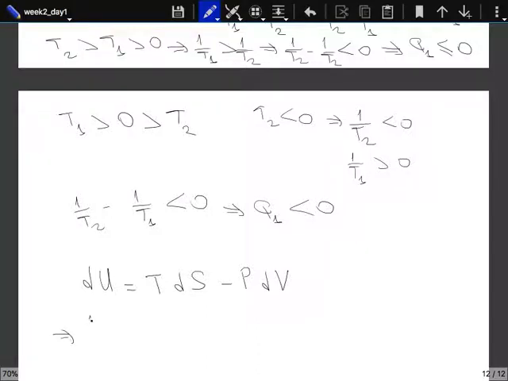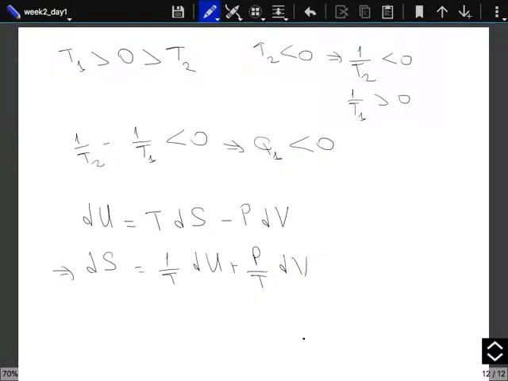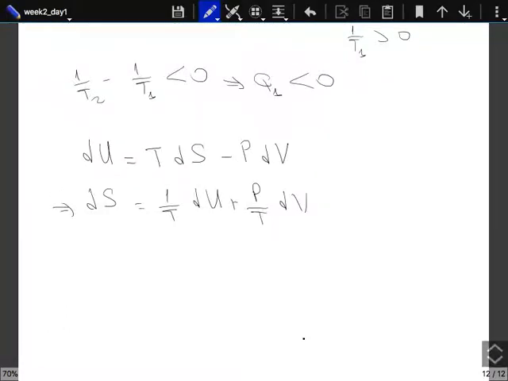Or let me write it in a slightly different form. dS, the change in the entropy of my system, is 1 over T times dU plus P over T times dV. Now, we will study this. How does the entropy change with the properties of the system when we look at statistical mechanics of the system? But you see, 1 over the temperature is actually the derivative of entropy with respect to the internal energy of the system when you keep the volume fixed.